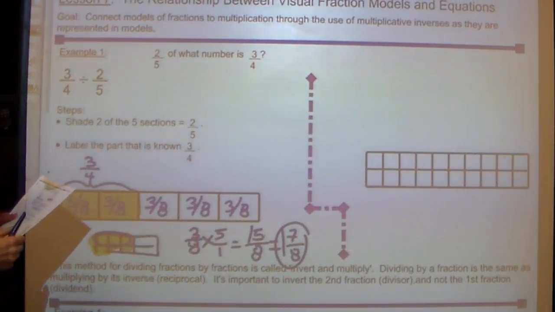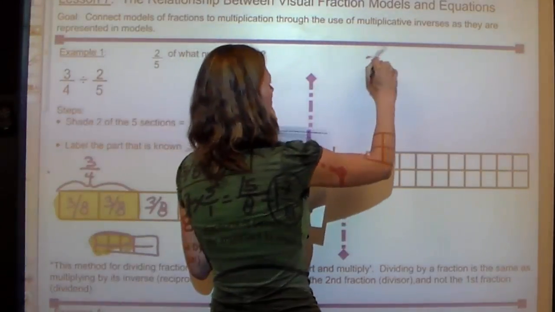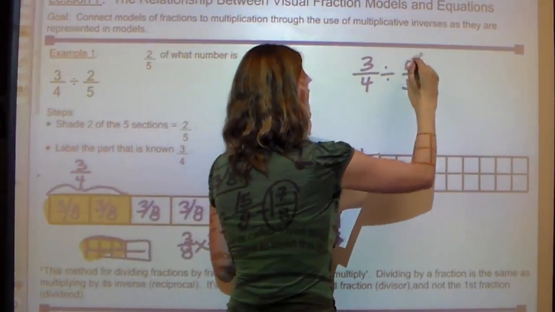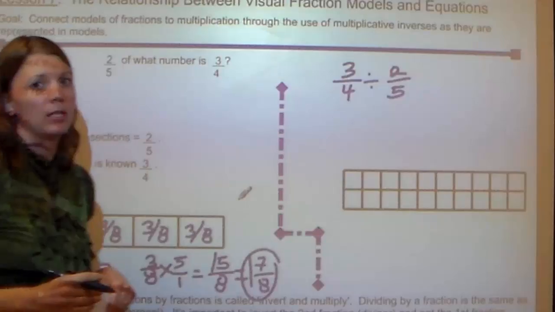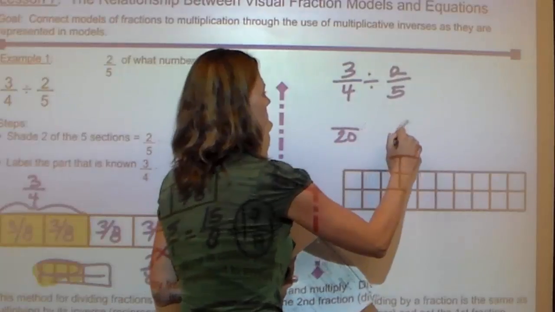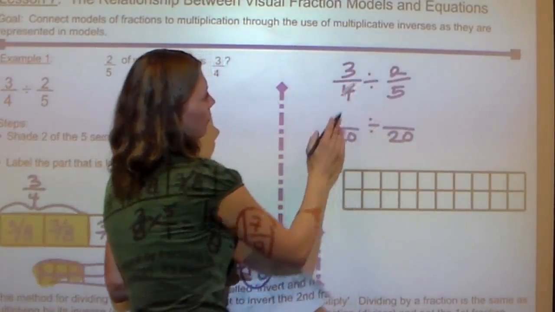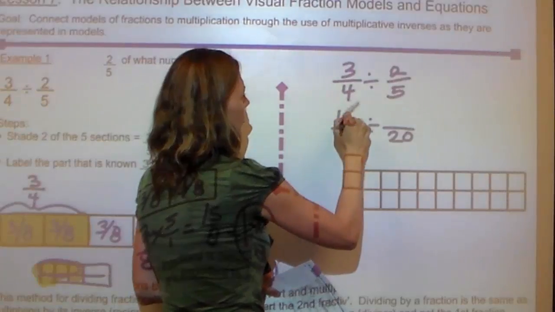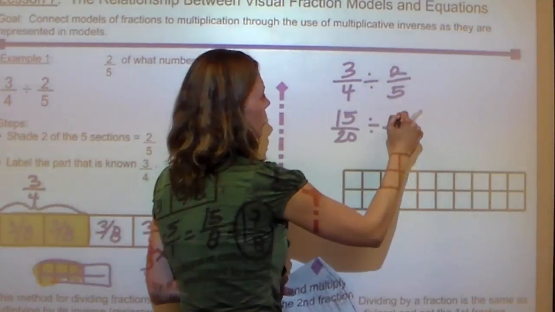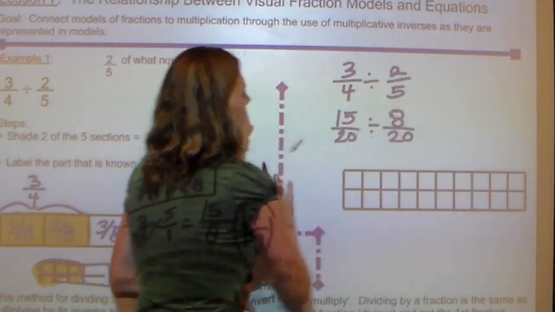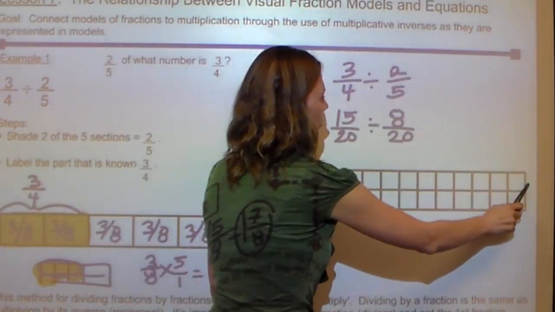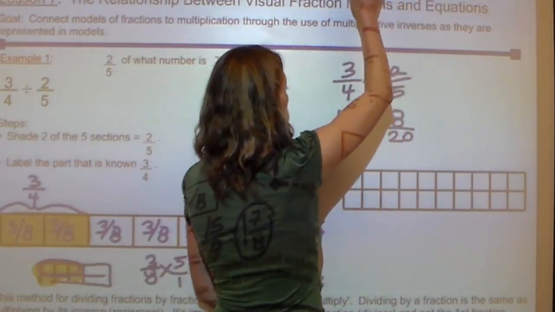Now, there's another way to show 3/4 divided by 2/5. And the other way is common denominators. So we've done this before where we had to find a common denominator. We could say 20. Multiply by 5, so we multiply the numerator by 5. Multiply that by 4 to get 20. Multiply the 2 by 4 to get 8. And so I have 15/20 divided by 8/20. I have 10/20 here, and then I have another 10/20.